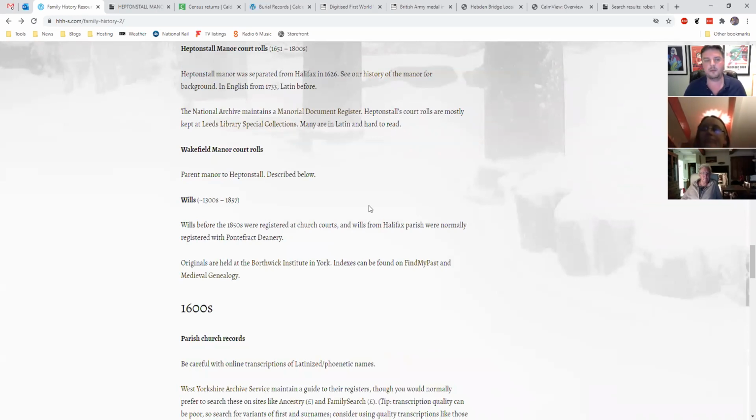And then wills prior to 1857 were registered at church courts. Wills from the area were registered with Pontefract Deanery. There's none of this court peculiar stuff going on with us, so it's all quite simple. If you're interested in finding a will before this date, I think the earliest will for Heptonstall is something like 1465. And then they really kick off in the 1500s. The originals are held at the Borthwick Institute.